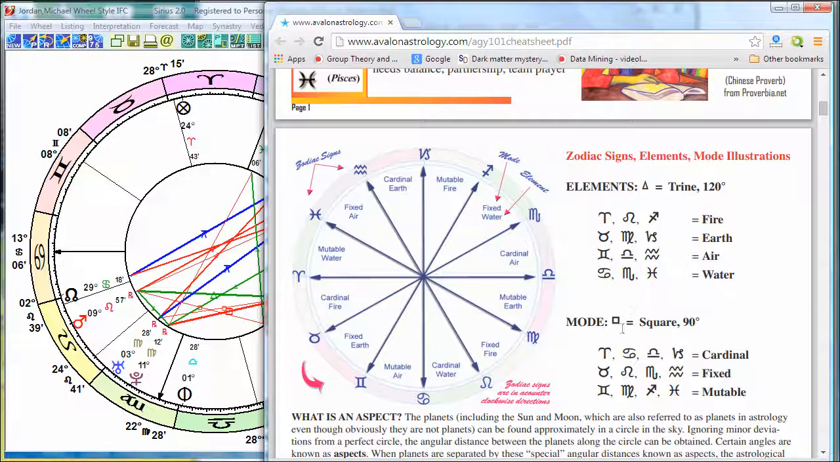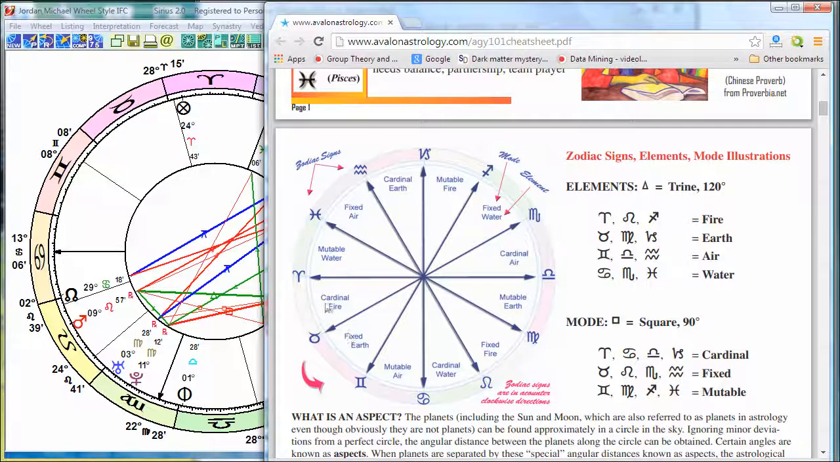So there's that information. There's also a cardinal fixed mutable arrangement. The fixed signs are tenacious: Taurus, Leo, Scorpio, and Aquarius. They follow through. Mutable signs are flexible. So you get certain similarities between certain signs. All of the fire signs, for example, give energy and dynamism to whatever planet is in that sign. But there's a lot of differences between Aries, Leo, and Sag. They're very different. Each sign is different.